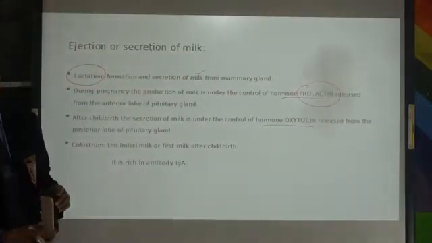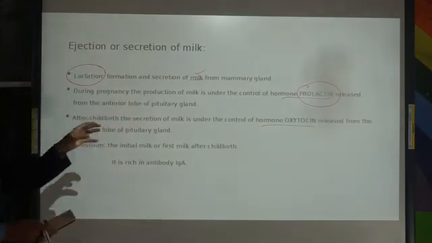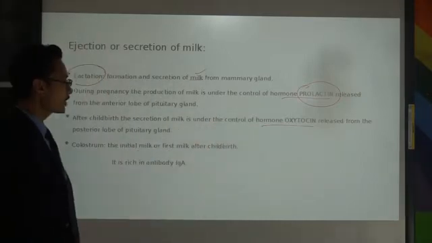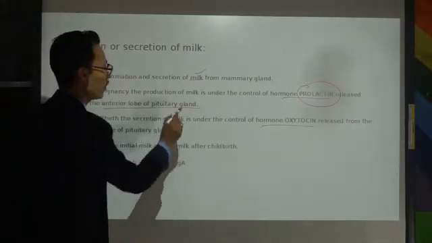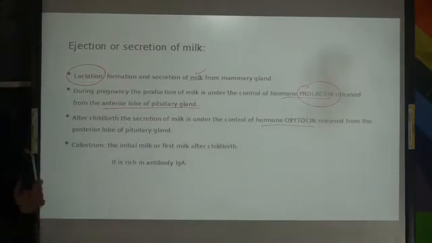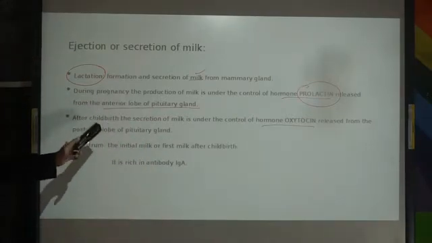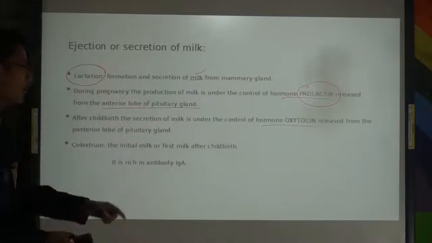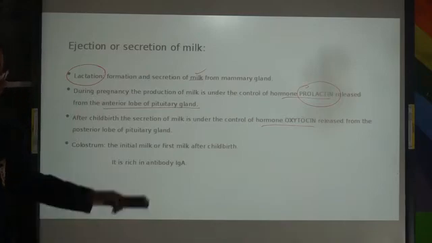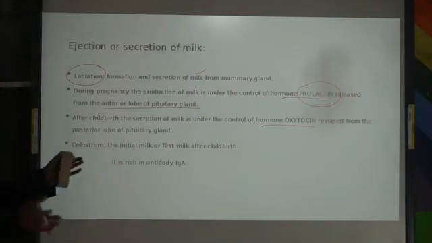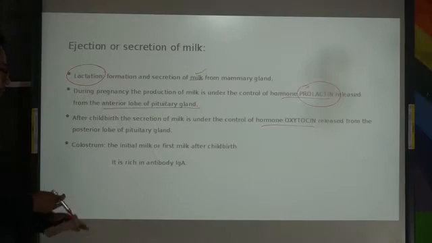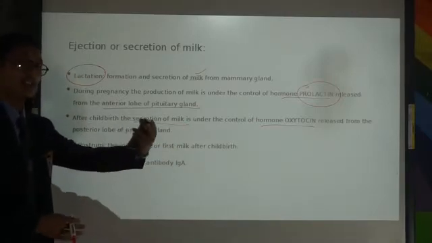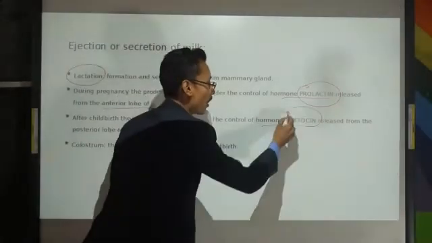Prolactin will help in the production of milk during pregnancy, and this hormone is released from the anterior lobe of the pituitary gland. Clear? And after childbirth, after the birth of the child, after parturition, the secretion of the milk is also under the control of another hormone, which is called oxytocin.